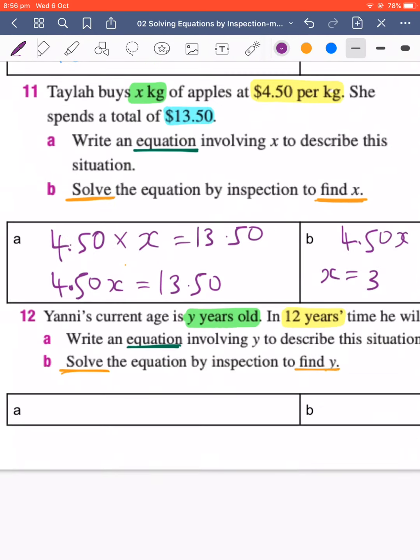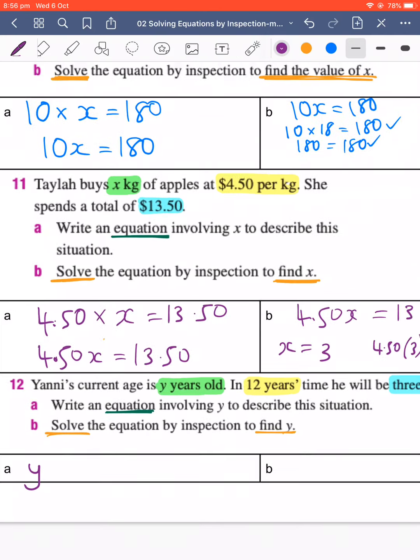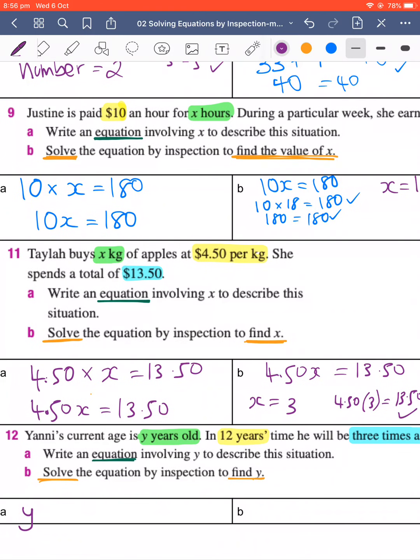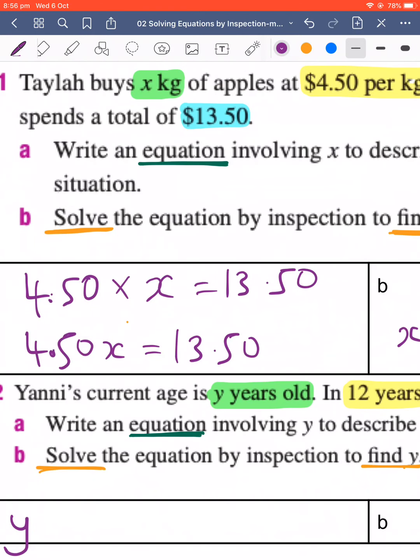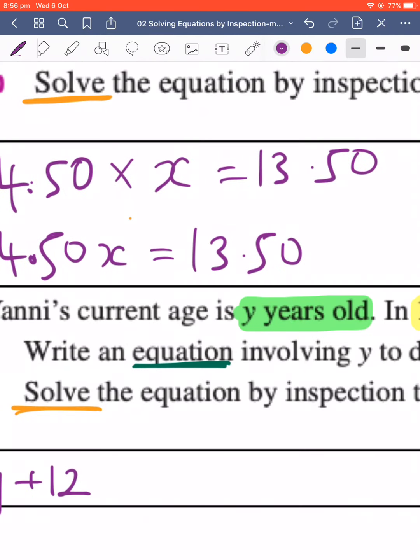Last one, Yanni. Good old Yanni. His current age is y years old. So let's put that y down so far. In 12 years' time, so that means I'm adding time. So let's add that 12. So in 12 years' time, he will be 3 times as old. So that means he's 3 times as old as he is now.